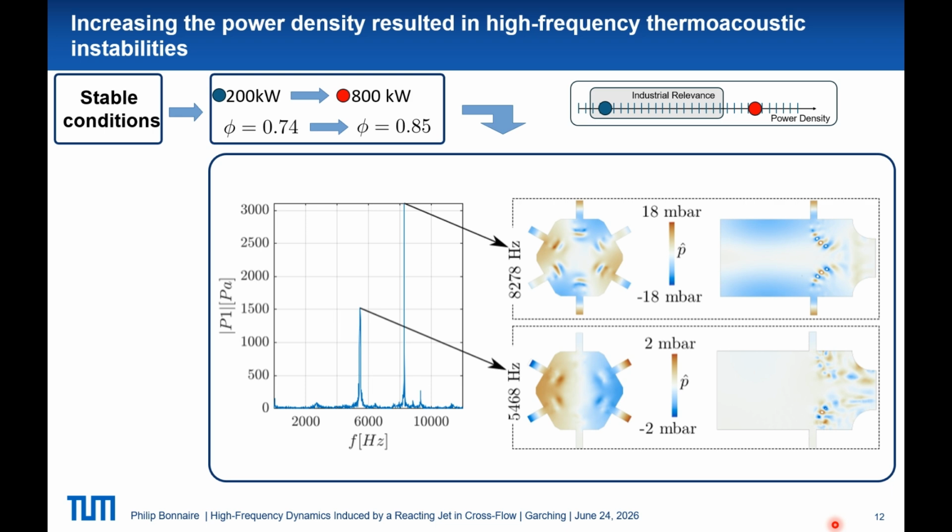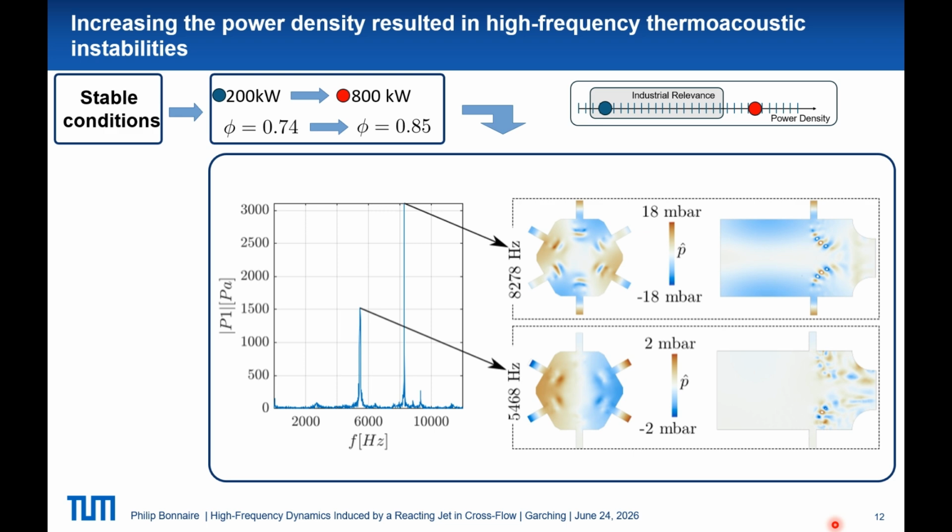First, in order to have the chance to study thermoacoustic interactions, we basically have to observe them in our combustion chamber. And at first, it was super hard to produce those high-frequency thermoacoustic instabilities. So everything we tried, for example, mass flow fluctuations at the inlet, we played around with the reflection coefficient of the boundaries. Nothing helped. But then there was one solution, and this was ramping up the power density.